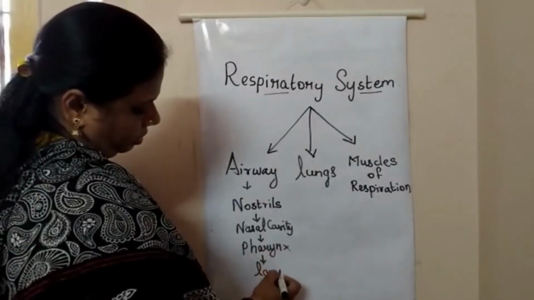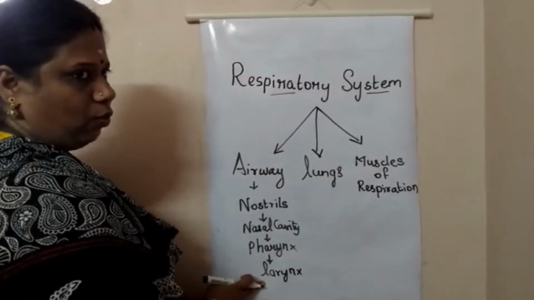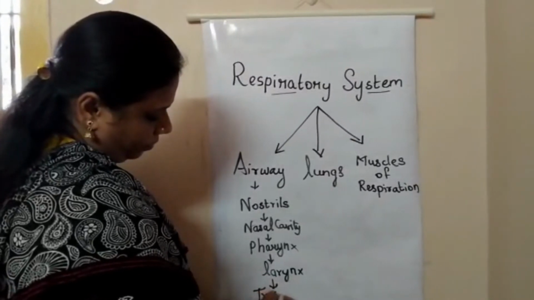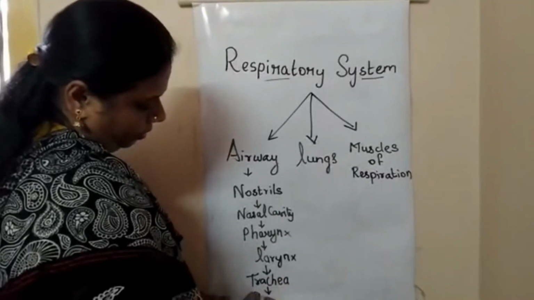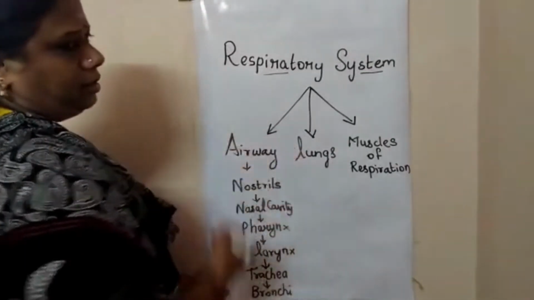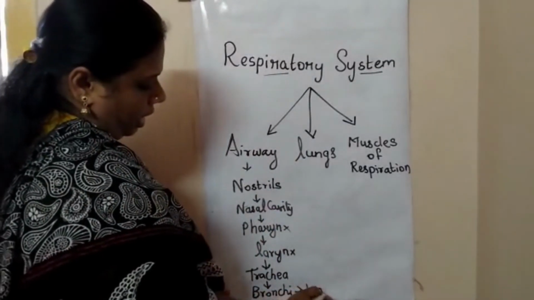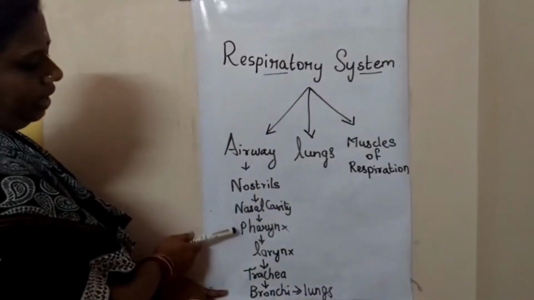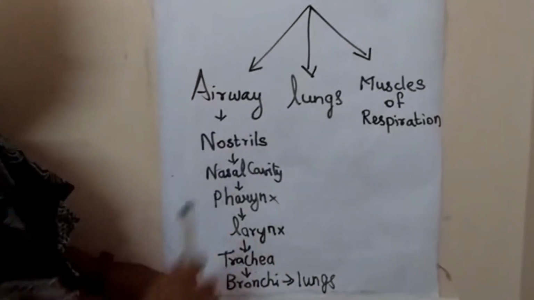Larynx, otherwise called as voice box, isn't it? Trachea, bronchi, lungs, isn't it? After bronchi it is lungs. So nostrils, nasal cavity, pharynx, larynx, trachea, bronchi, lungs.